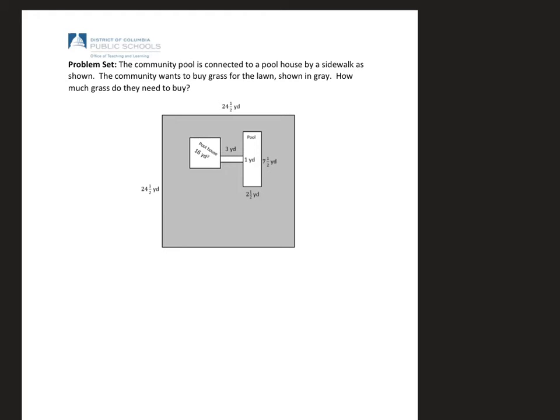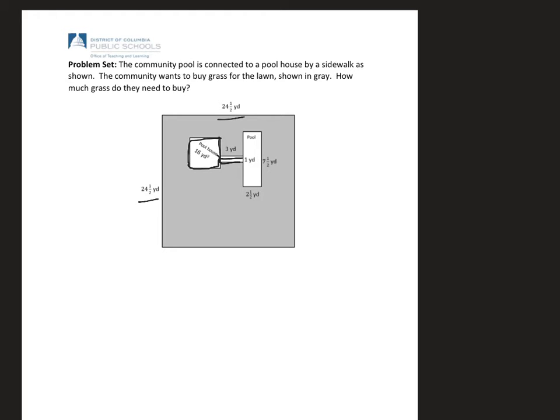Okay, so it says the community pool is connected to a pool house by a sidewalk as shown. The community wants to buy grass for the lawn, shown in gray. How much grass do they need to buy? Okay, so this is a tricky problem because you're looking at it, so you're probably thinking, oh, well, I just need to multiply 24 1/2 times 24 1/2 and be done. But remember, the pool house here and the pool and this sidewalk, this is all building, right? So you can't put grass over a building. So we don't need grass for that area.